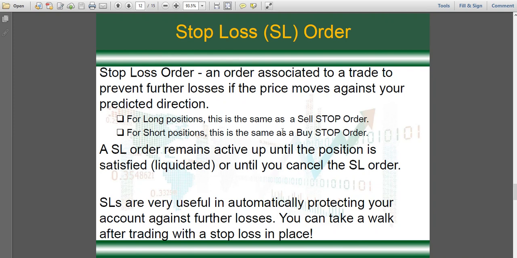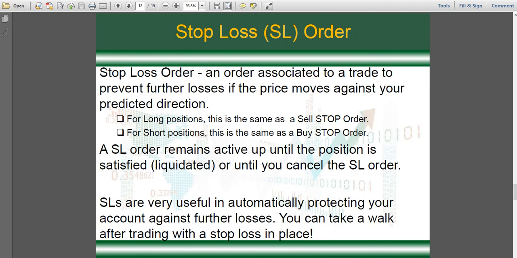So over to stop loss, a very important order type. Now, a stop loss order is an order associated to a trade to prevent further losses if the price moves against your predicted direction. In other words, you say, okay, I'm buying. But if the market does not go up and instead goes down to a certain price, it means I'm wrong. I want to close my trade. You are also saying if you are selling, although I've entered a sell trade, if the market continues moving up instead of down, like my prediction says, up to a given level, it means I'm really wrong. And I want the broker to close that trade for me. So that's what you are doing.